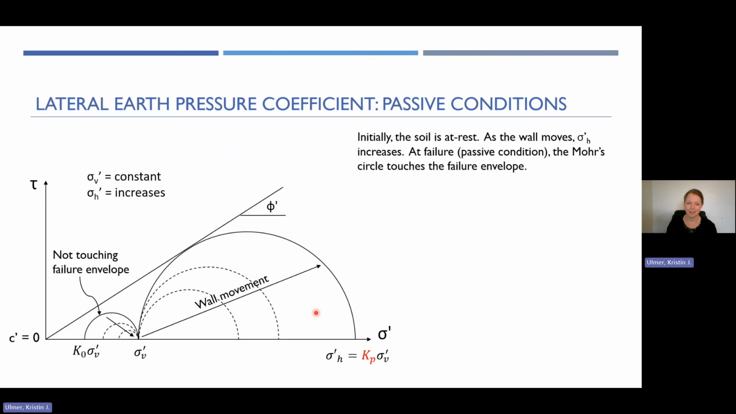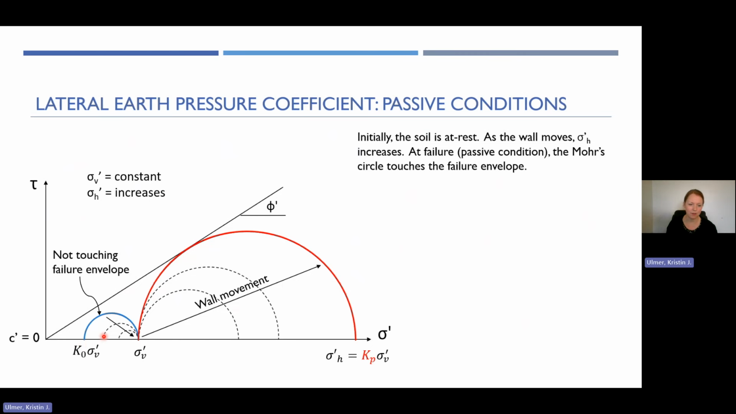So let's draw more circles again. Initially, again, your soil, you're assuming, will start at rest, right? So that's highlighted with this blue circle right here, not touching the failure envelope. You have your sigma prime V as your major stress, and then your K naught times your sigma prime V is your minor. As the wall moves, your sigma H will increase, right? So this point right here is going to be moved upward.